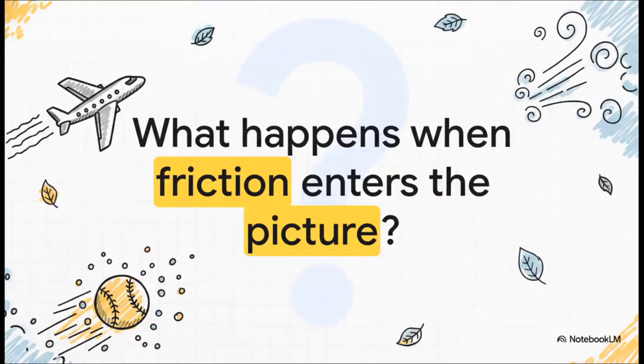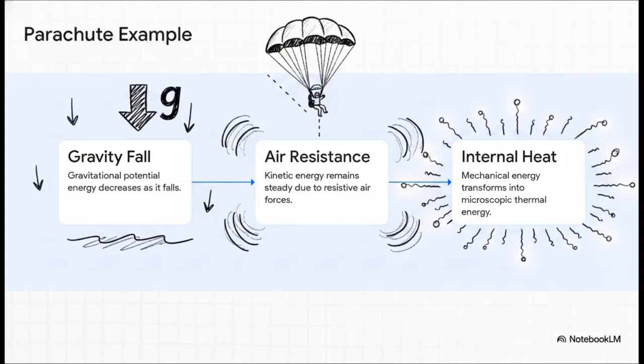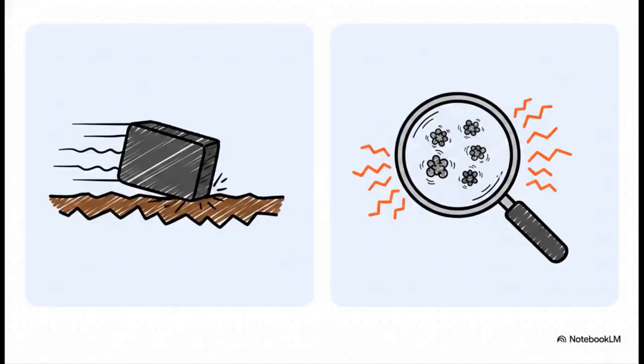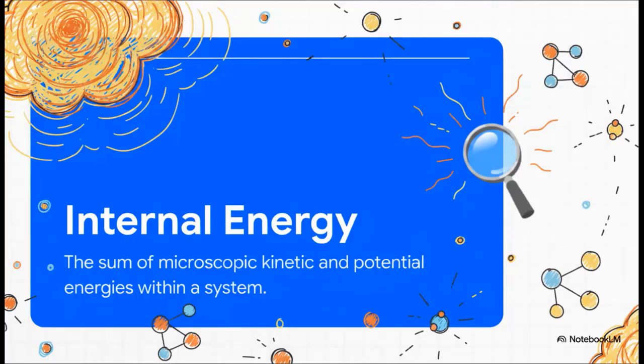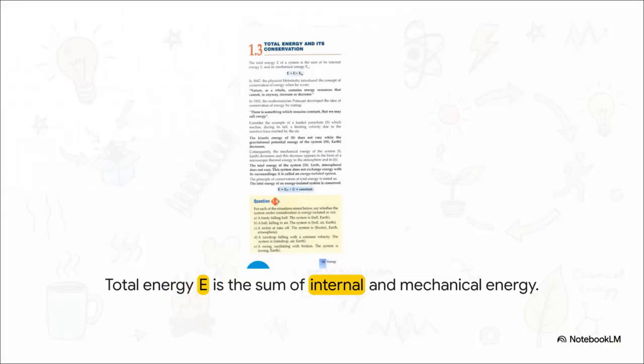But wait, what actually happens when these moving objects hit resistance, like everyday air friction? Take a falling parachute. Gravity pulls it down, sure, but air resistance sharply limits its final speed. Those frictional forces reduce the macroscopic mechanical energy, instantly transforming it into microscopic internal energy. You can think of internal energy as hidden heat at the atomic level. Invisible, but incredibly real. Add a system's mechanical and internal energy together, and you find its absolute total energy.